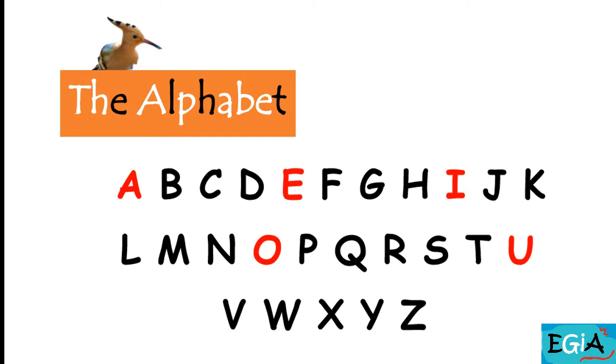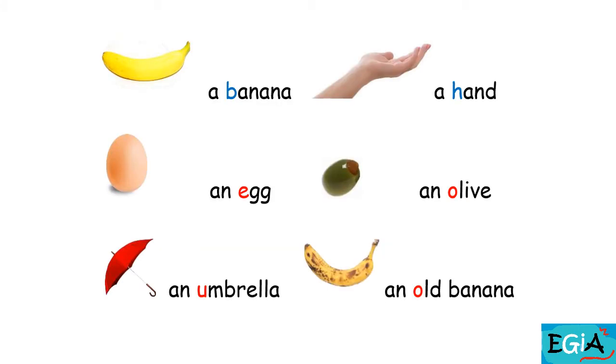Before A, E, I, O, and U, we use an. Before consonants, we use a. A banana. A hand, an egg, an olive, an umbrella, an old banana.